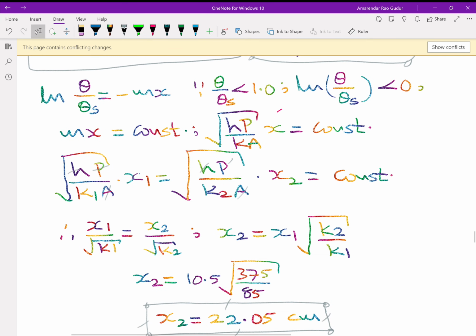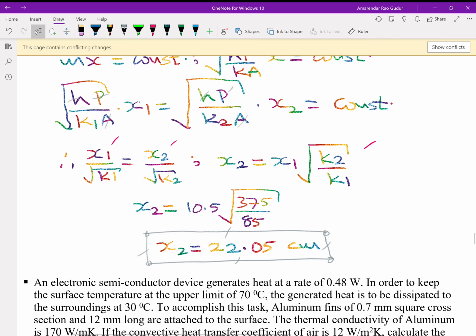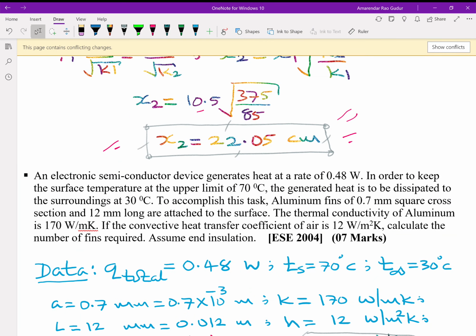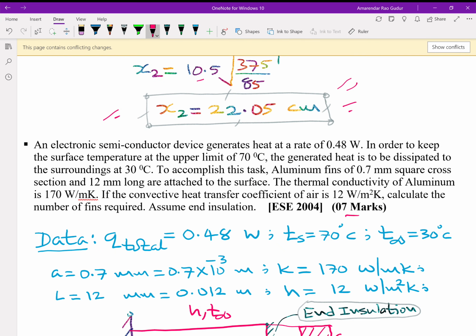Therefore, you are going to get x1 by root k1 is equal to x2 by root k2, or x2 is equal to x1 root of k2 by k1. x1 is 10.5, k2 is 375, k1 is 85. And if you calculate, you are going to get x2 is equal to 22.05 centimeters. So the same temperature in the copper rod will be obtained at a distance of about 22 centimeters from the furnace end. This is the problem. Then another problem, given in 2004 for just 7 marks, a simple problem: an electronic semiconductor device generates heat at a rate of 0.48 watts.